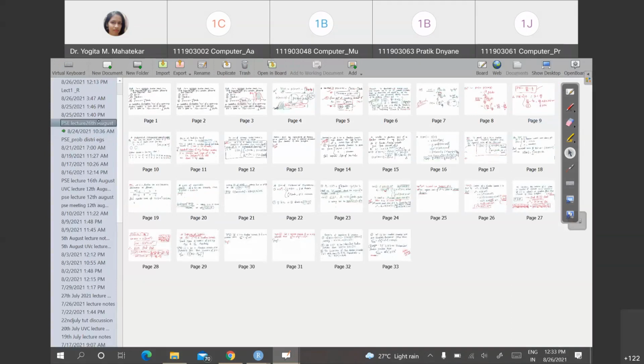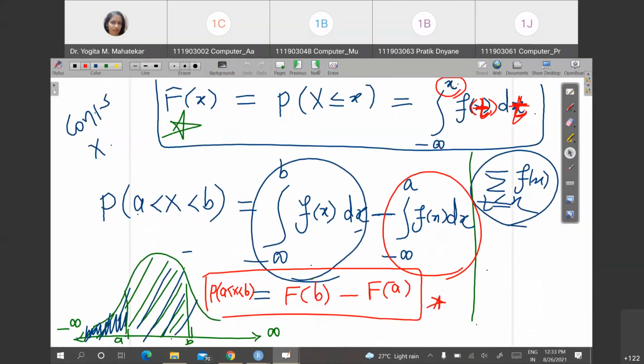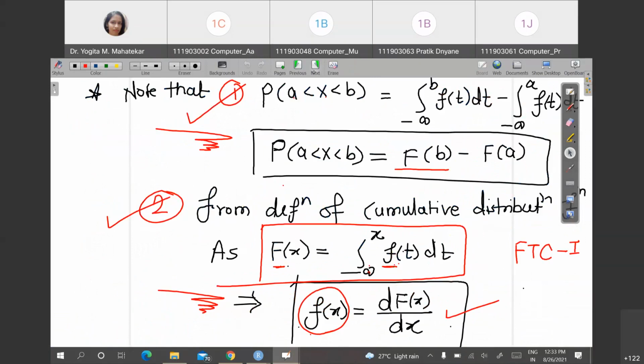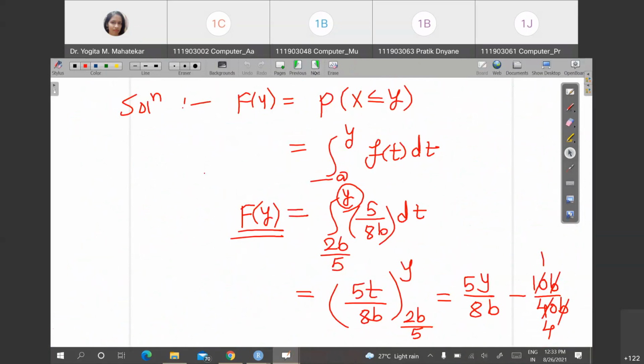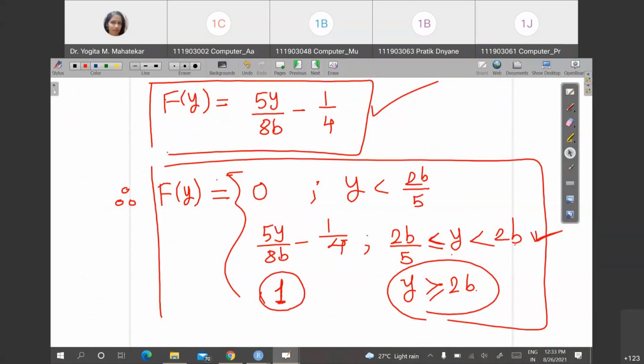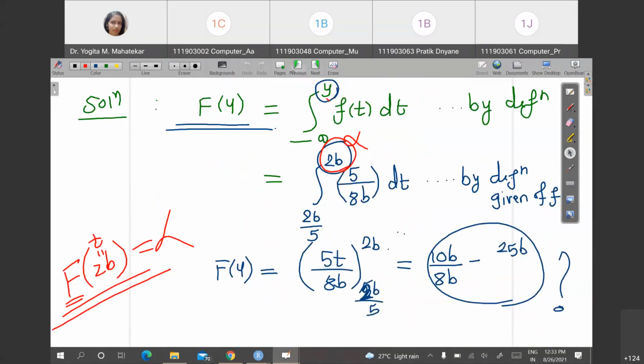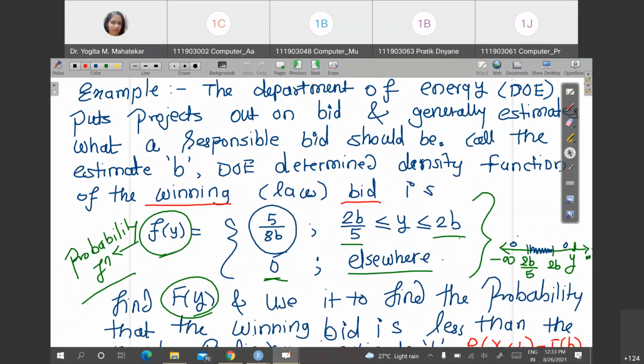So when I define a cumulative frequency distribution for this example, for y greater than or equal to 2b, the cumulative distribution sums up to 1. And this is how to find capital F of y. Okay. And what is the next question? So we have found the capital F of y.